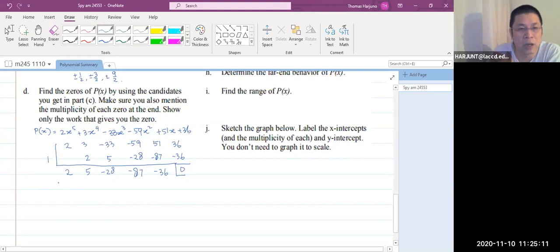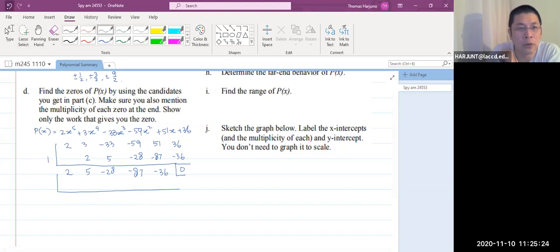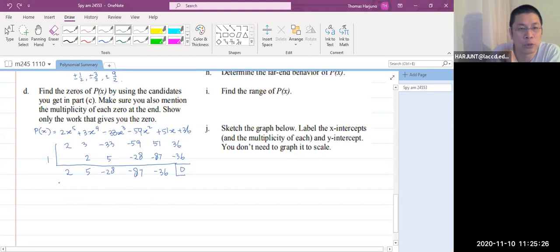Then let's guess another number. Let me try, let's say, 4. 4 is in the list, right? Let me try 4. Let me use green color now because I'm not sure if 4 is a zero or not.